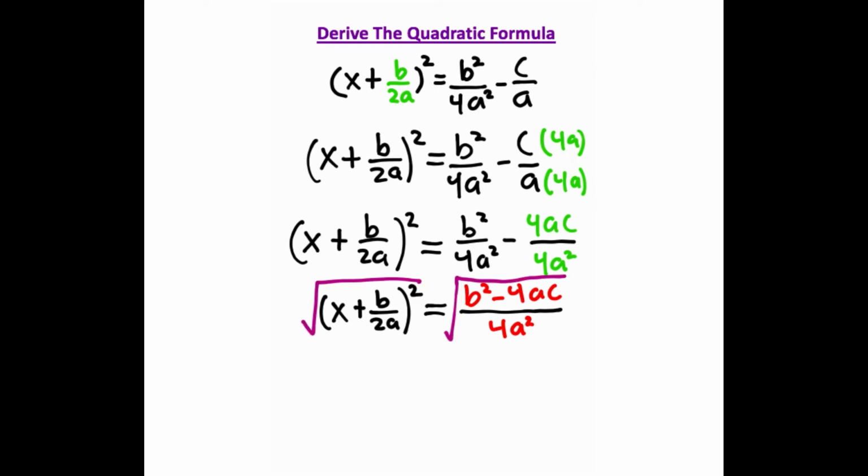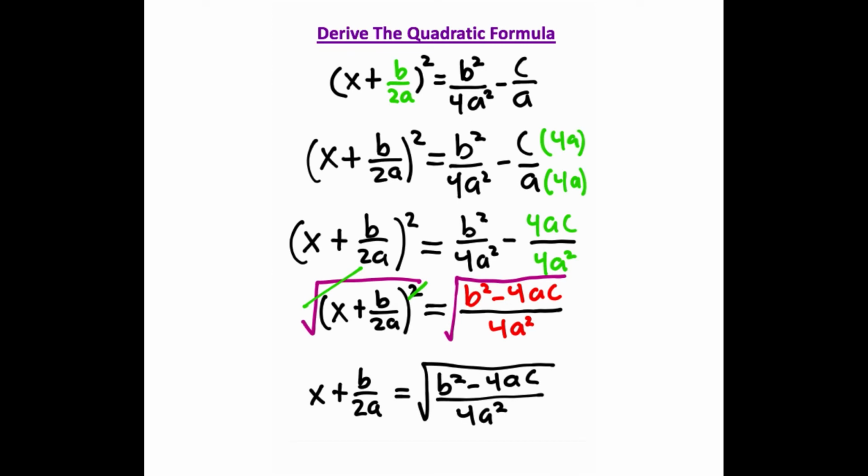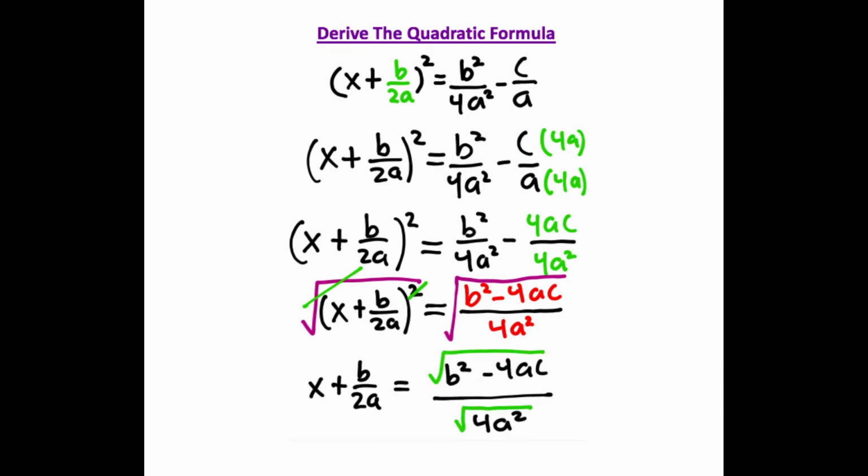Now what you can do is take the square root of both sides. This will get the square to cancel there. And what you'll end up with is this. Whenever you take the square root of a fraction, you can take the square root of the top and bottom. And now this is pretty easy to take the square root because the square root of 4 is 2 and the square root of a squared is a. So you're just going to end up with 2a on the bottom.